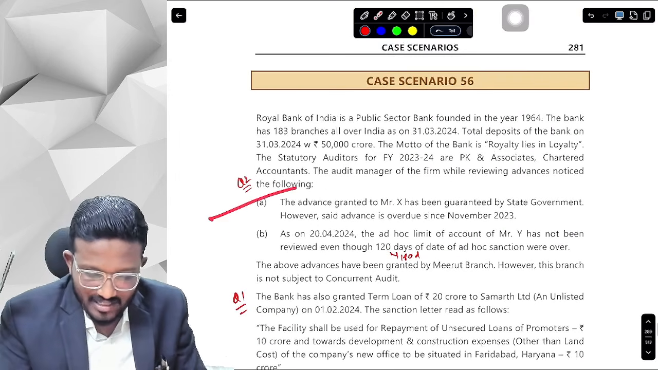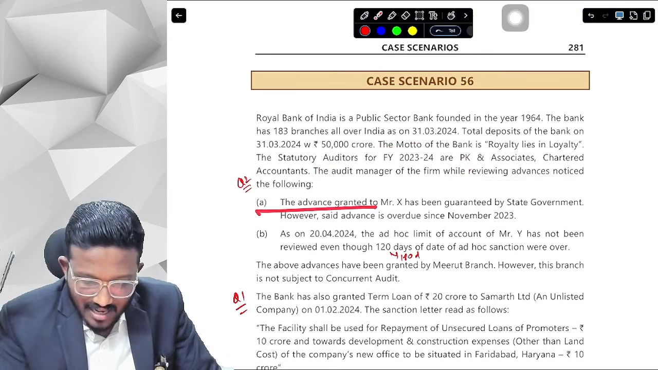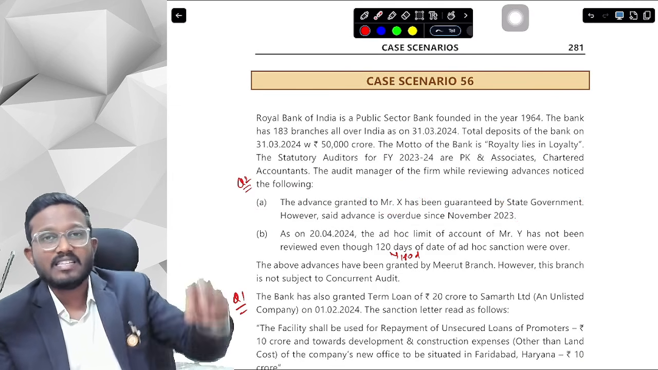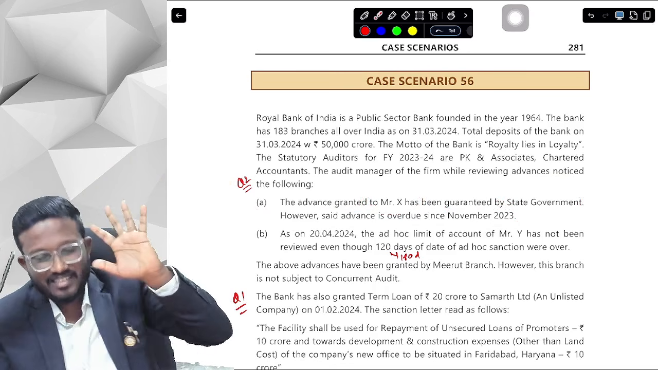Second, what does it talk about, sir? The audit manager of the firm is reviewing the advances. Notice the following. The advances granted to Mr. X has been guaranteed by state government. However, the advance is overdue since November 2023. Means this will be considered NPA for income recognition and asset classification purposes.